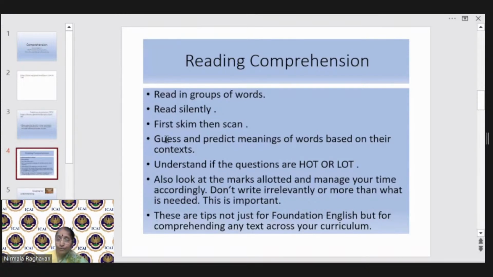Read silently, first skim, then scan. Guess and predict meanings of words based on their context. Understand if the questions are HOTS or LOTS. Also, look at the marks allotted and manage your time accordingly. Don't write irrelevantly or more than what is needed. This is very important. No, there will not be any vocabulary-based question clubbed along with the comprehension. Comprehension is a 5-mark question with answers based on the passage that's given to you. The vocabulary questions come along with the grammar questions. So don't worry about that now.